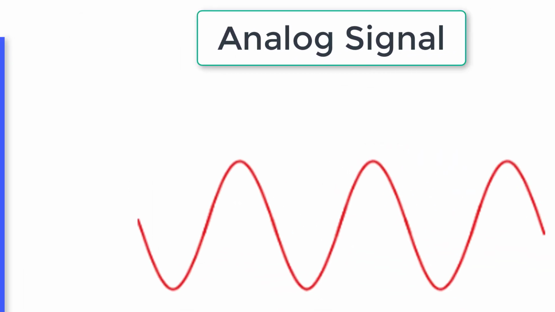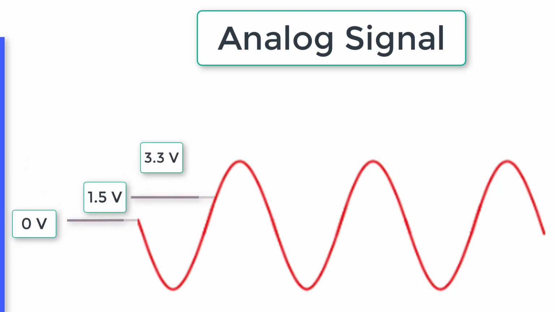Now when we look at the analog signal, we can see that an analog signal has an infinite number of states, or a continuous amount of states. It is not just simply on or off. An analog signal can be at 0 volts, 1.5 volts, 3.3 volts, and many other voltage ranges as it moves up and down the sine wave.